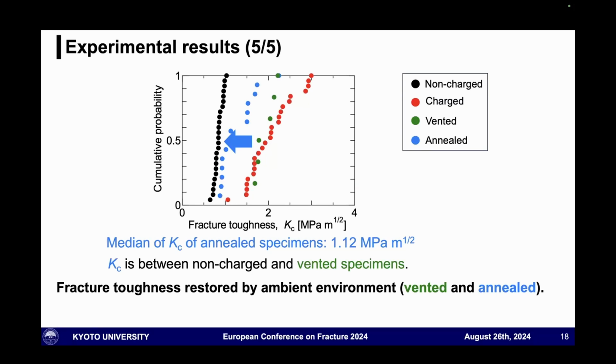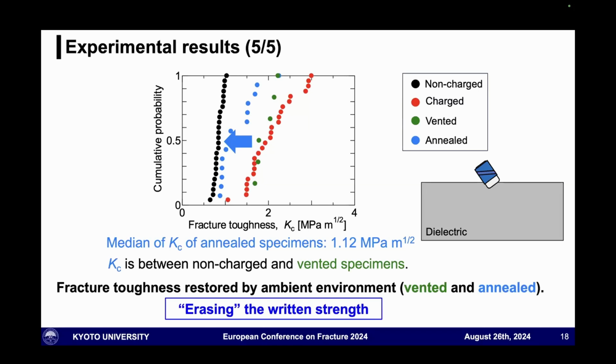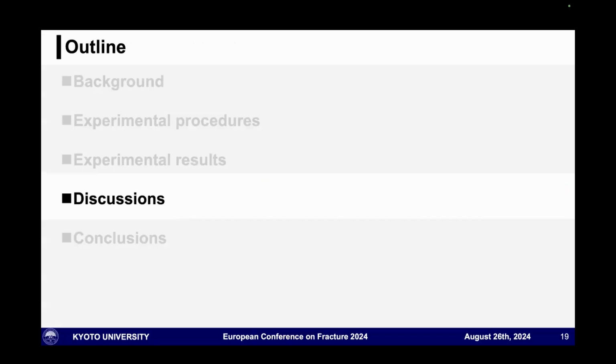So this is the cumulative probability of fracture toughness of annealed specimens. The median of Kc of the annealed specimen is this value, and Kc is between the non-charged and vented specimens. This result denoted that fracture toughness was restored by the ambient environment. So releasing the return strength is realized. Okay, let's start the discussions.